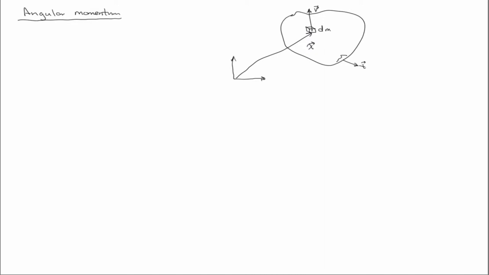Okay, so in angular momentum, stated in words, the rate of change of angular momentum is equal to the moments applied, right? And so what's the angular momentum of this differential mass? It is x cross v dm, right? That's the angular momentum of the differential mass. And so for the total body, then we have x cross v rho dv, right? And that's equal to the moments applied.